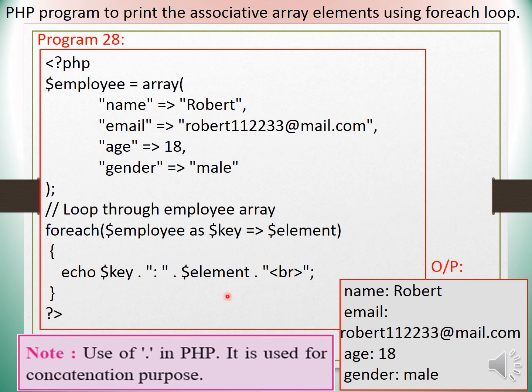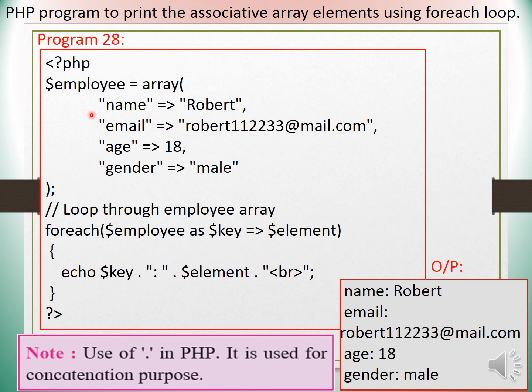Here in this program, two parts are concatenated by using the dot or period operator. Here see this use of period in PHP. It is used for concatenation purpose. Concatenation means combination. We have to combine the two parts of the provided data and display it as a single output. For that we have to use the concatenation operator dot or period.